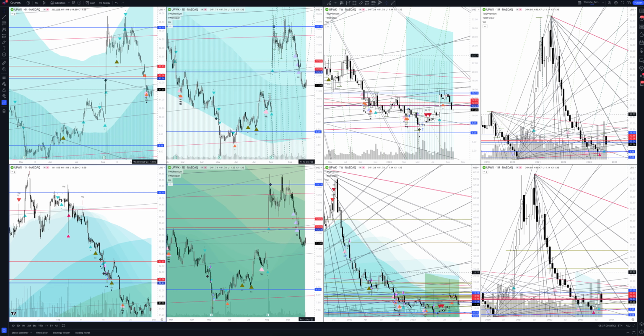Today we will take a look at Upwork Inc. stock. Let's analyze the market situation and find out how you can make money on it. Let's start.